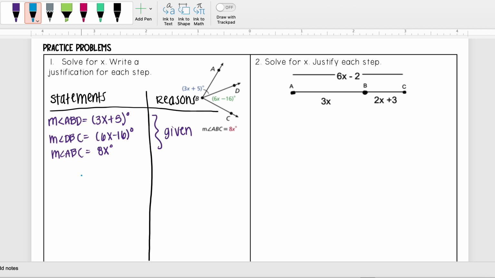And so to start off, I can say that measure of angle ABD plus measure of angle DBC is equal to the measure of angle ABC. So the two smaller angles add up to equal the whole angle. Now what's my reason for that? Well, my angle addition postulate tells me that that is the case. And I'm just going to put post to be short for postulate.